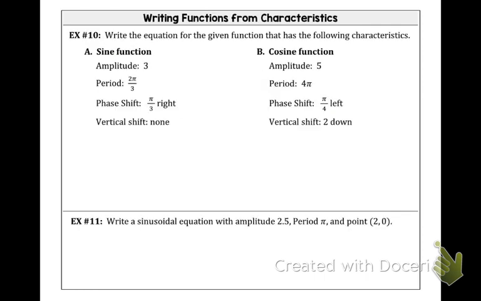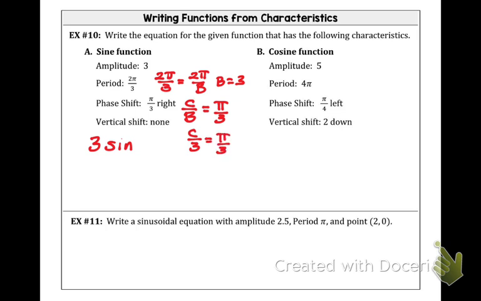Example 10. Now we're going to do the reverse. Write the equation for the given function that has the following characteristics. So we have an amplitude, so sine, amplitude of 3. So 3 sine. My period is 2 pi over 3. So 2 pi over 3 needs to equal 2 pi over b. So that's pretty easy to see that your b needs to be 3. My phase shift of c over b needs to equal pi over 3. We said b is 3. So hopefully you can see that c would have to be pi.